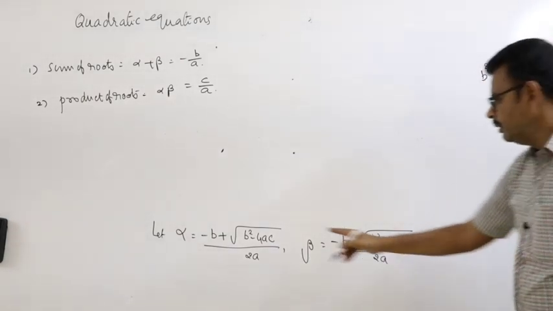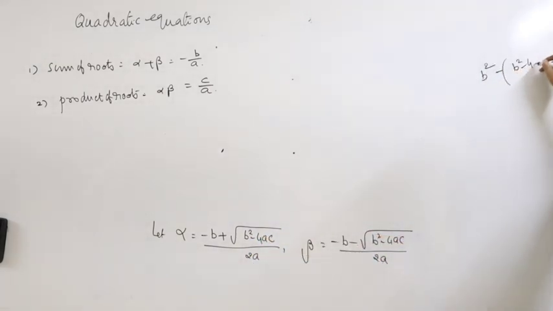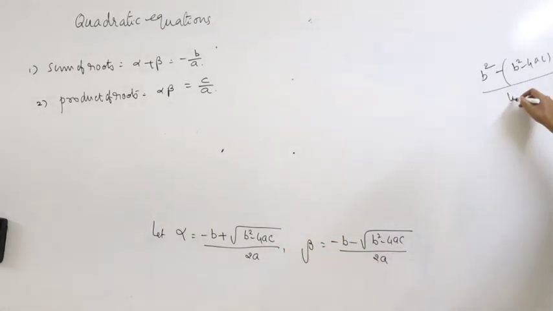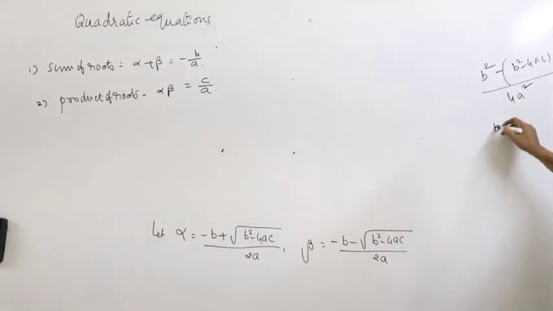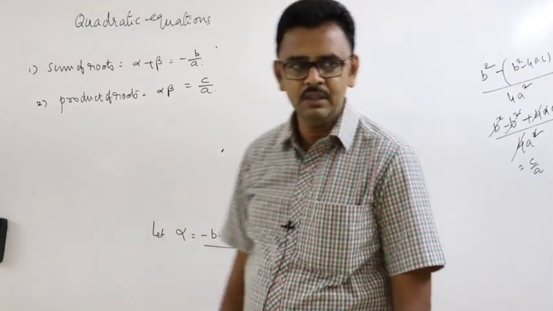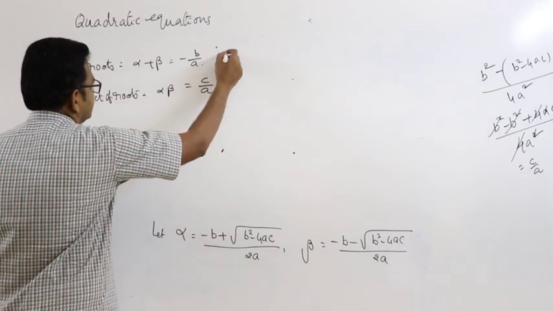Minus root of b square minus 4ac whole square, that is b square minus 4ac by 2a into 2a, that is 4a square. So b square minus b square plus 4ac by 4a square. These two get cancelled, and also 4 cancels, and one a gets cancelled, that is c by a. But this part is not necessary because already you know the sum of the roots is minus b by a and the product of roots is c by a.